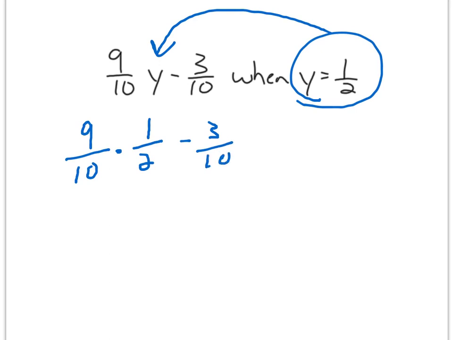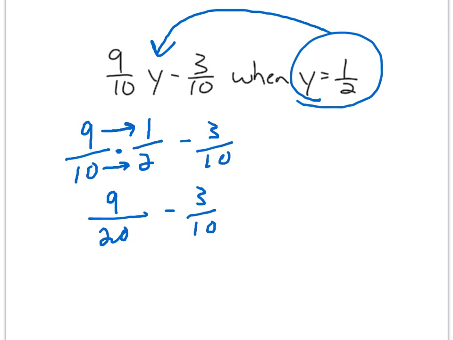minus 3/10. So I've got two operations. I've got times and I've got minus. Okay, what do I do first? Please excuse my dear Aunt Sally, multiplication comes first. So I'm going to multiply these fractions. When I multiply fractions, I multiply across the tops. 9 times 1 gives me 9. And then I multiply across the bottoms. 10 times 2 gives me 20. Okay? Now I've got a subtraction problem.